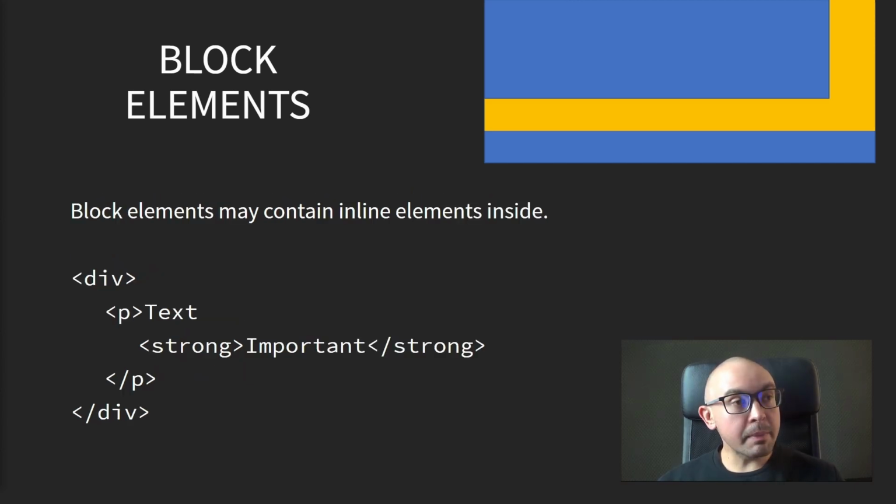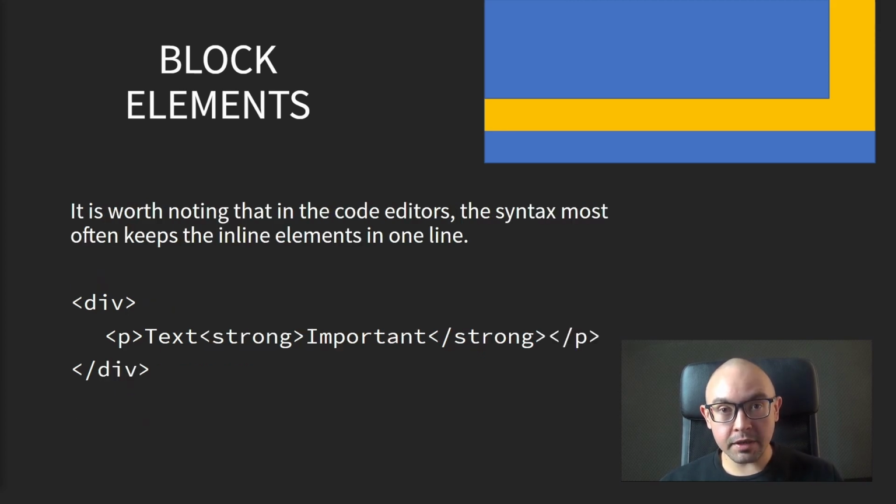The block elements may contain the inline elements inside as well. I pay attention to this because it will not be possible in the other direction, which I will tell you about later. However, in this example, we can see that in the div tag, which is a block element, we have placed another block element, which is a p tag, and in it we place the inline element, which is a strong tag. It is worth noting that in the code editors, the syntax most often keeps the inline elements in one line, as you can see in this example. The strong tag inside the p tag is placed in the same line in the code.